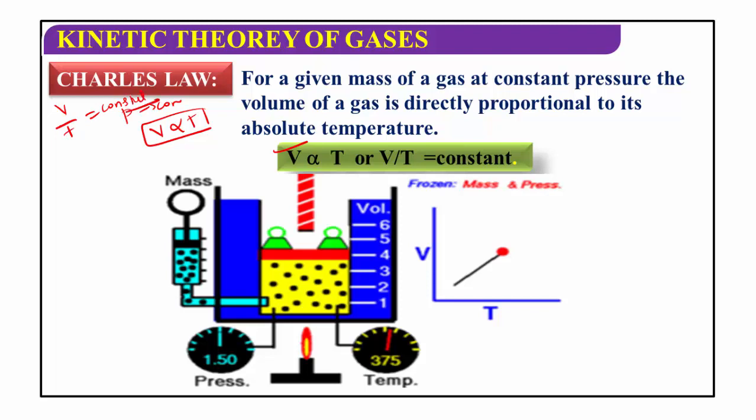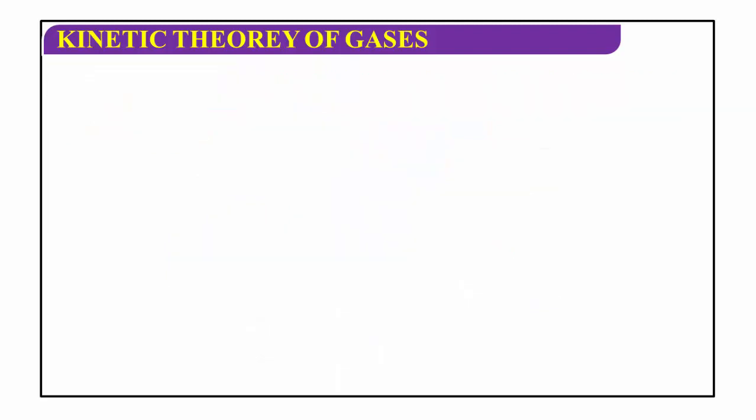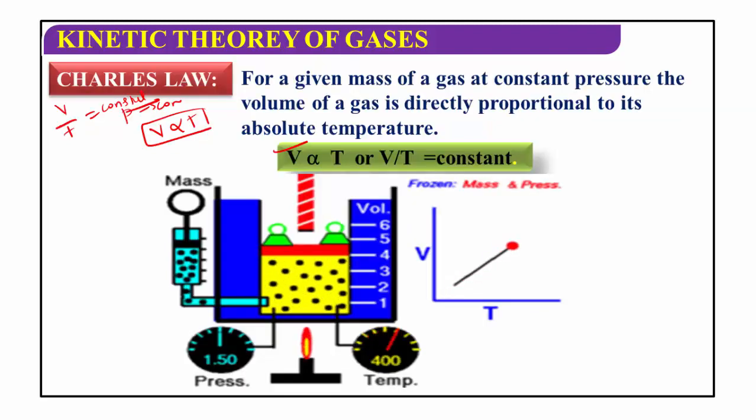Charles' law states that for a given mass of gas at a constant pressure, the volume of the gas is directly proportional to its absolute temperature. If the volume of the system increases, the temperature of the system also increases. If the volume of the system decreases, the temperature of the system also decreases. This is called Charles' law.